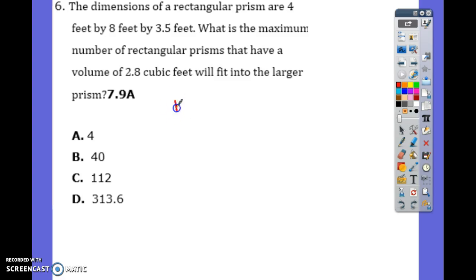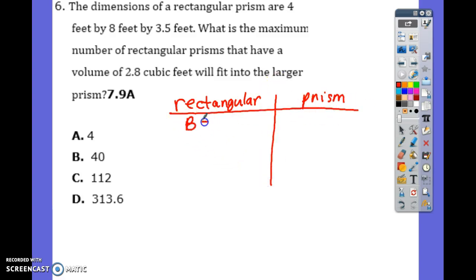So remember, we have our T-chart, rectangular prism. The base is a rectangle, so we use the formula area of the base equals base times height, and the volume formula is the volume is equal to the area of the base times the height of the prism. Now this problem is giving me 4 feet by 8 feet by 3.5 feet. So you could use the formula volume equals length times width times height, and multiply all three of them together and get the volume of the rectangular prism.